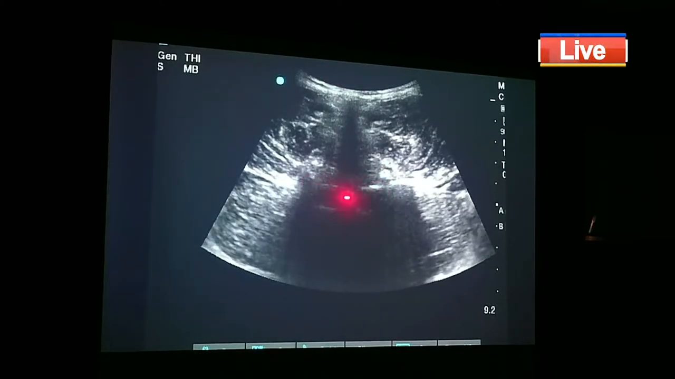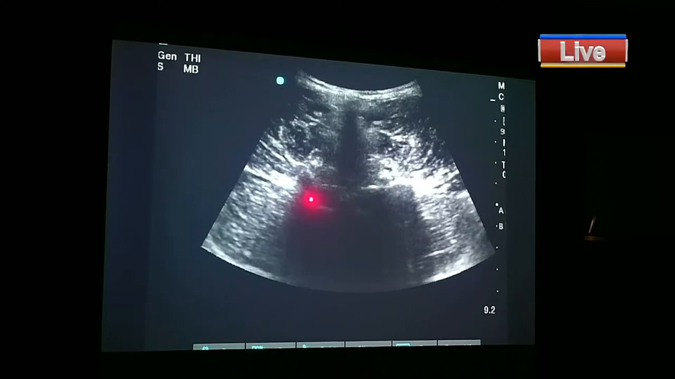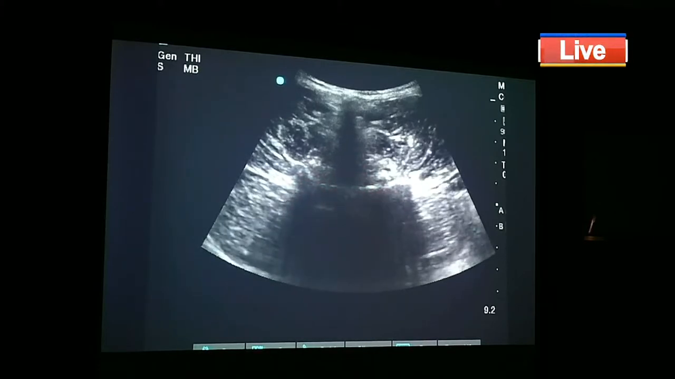You can see these two structures. This is the first one. This is the second one. This is the posterior segment, and this is the anterior one. So you can see that in between will be the space.